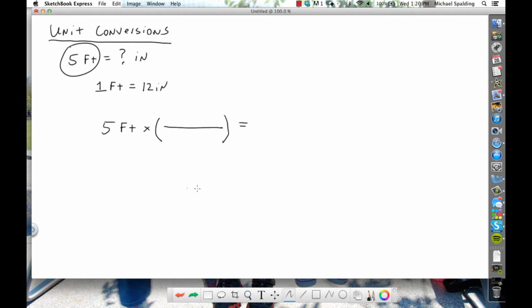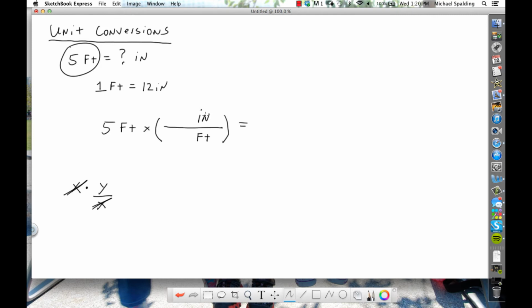Well, look, here's how this goes. What goes on the bottom? Feet. How did I know that feet go on the bottom? So it cancels. Just like in math, if you have x multiplied by y over x, what happens to those x's? They cancel. Same thing here. The feet will cancel, so you want to have feet on the bottom. Then we put inches up top.